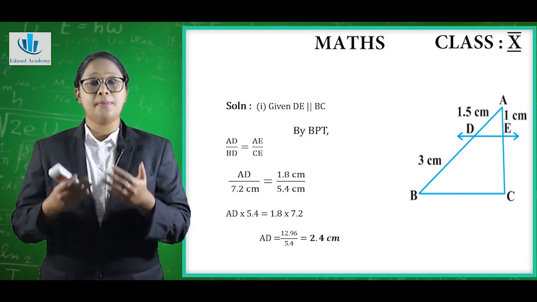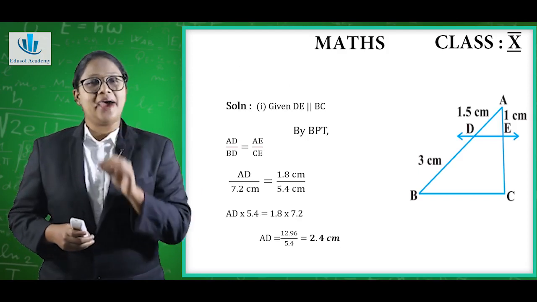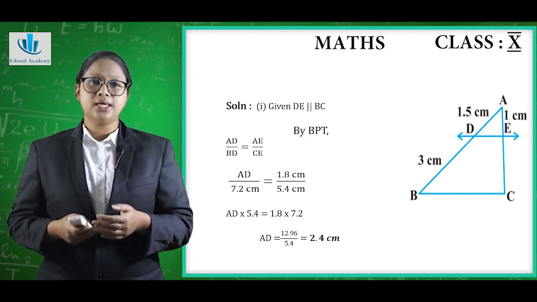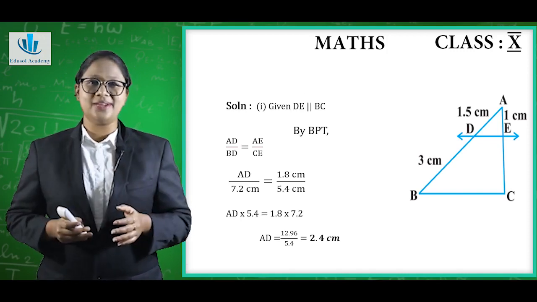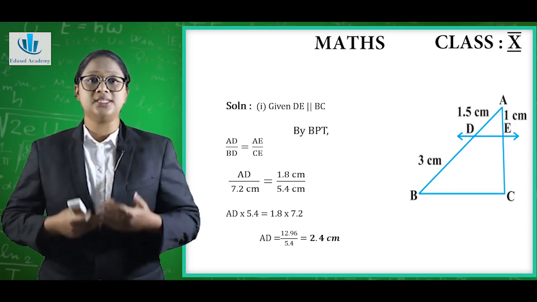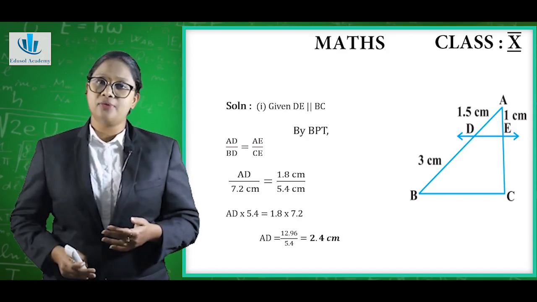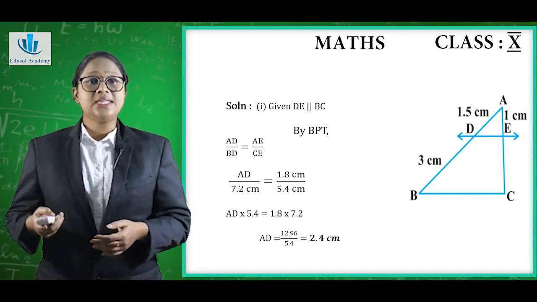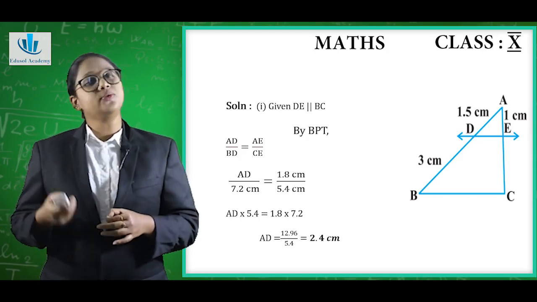Alright, so again applying BPT because we can see two parallel lines. DE is parallel to BC, so by BPT, AD by BD will be equal to AE by EC. Now time to substitute the values. So the equation becomes AD by 7.2 centimeter is equal to 1.8 centimeter by 5.4 centimeter. Now again cross multiplying, we will be getting AD into 5.4 is equal to 1.8 into 7.2.